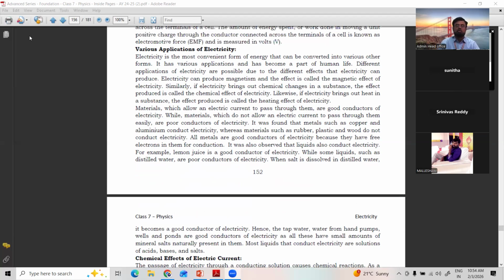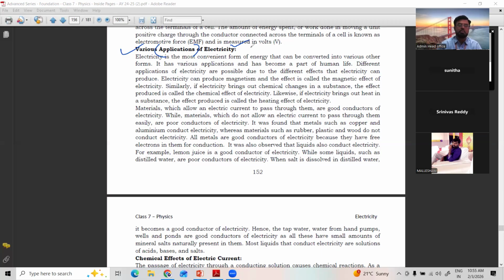There. Now today we'll come to what are the various applications. What is applications? Means uses. Application is not the application applied for something, right? Applications are nothing but in what way electricity is useful for us. What are the various applications of electricity in our day-to-day life?